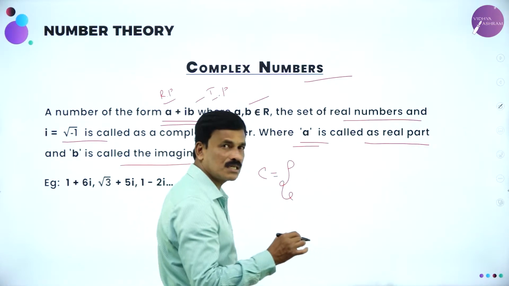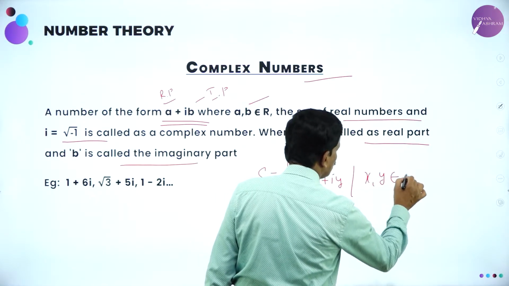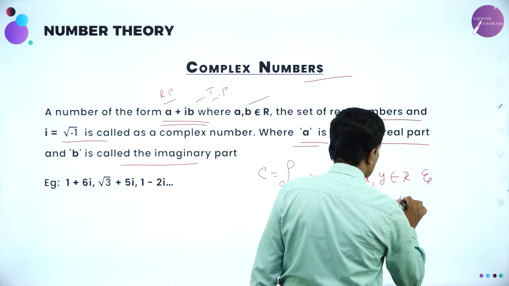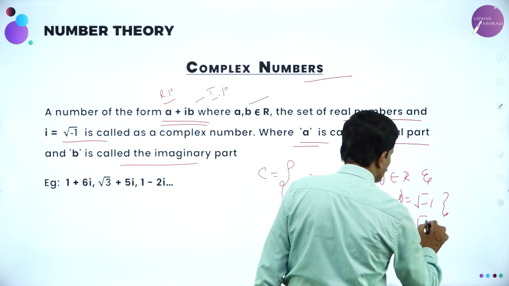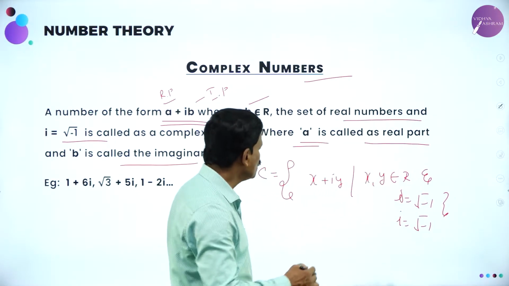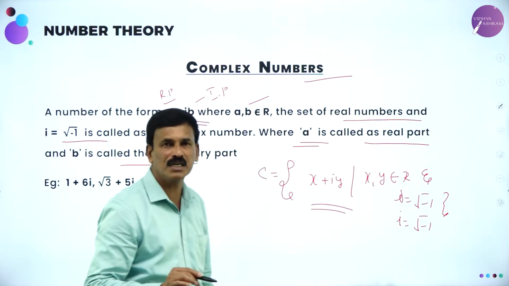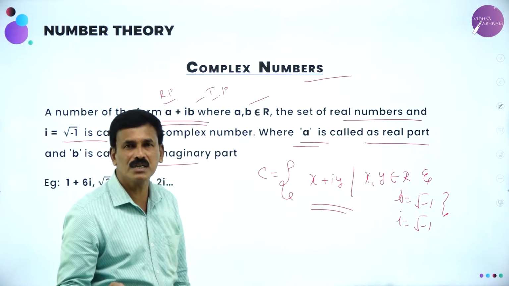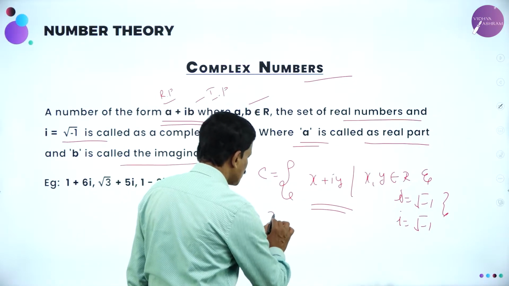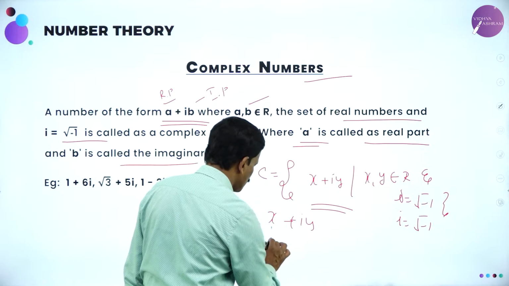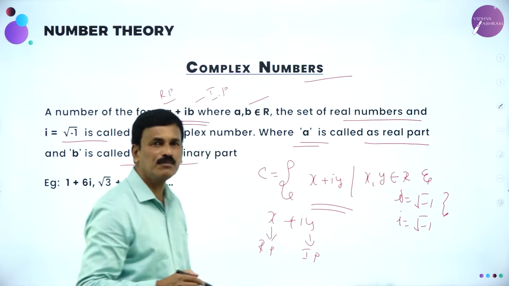The set of complex numbers is denoted as C. C is the set of complex numbers and is given by x plus iy, such that x and y belong to real numbers and i is equal to root of minus 1 is an imaginary number. So any number of the form x plus iy is called a complex number. In x plus iy, x is called the real part and y is called the imaginary part.